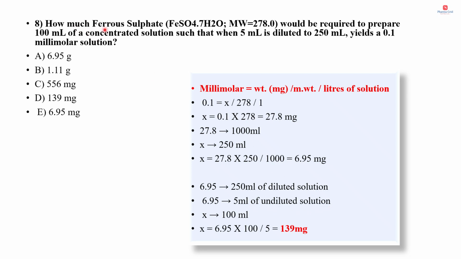Now we need to find out the ferrous sulfate required to prepare 100 ml of the concentrated solution. So we know the amount present in 5 ml of undiluted solution, so that we can find out the amount present in 100 ml. Take it as x. Find out the value of x by cross multiplying, that is 6.95 into 100 divided by 5, that is equal to 139 milligram. So here the correct answer is option D, that is 139 milligram.